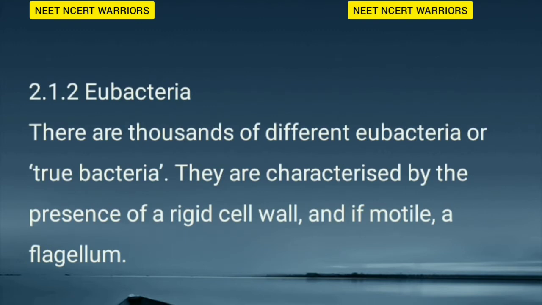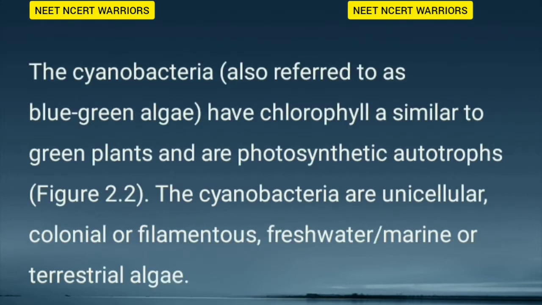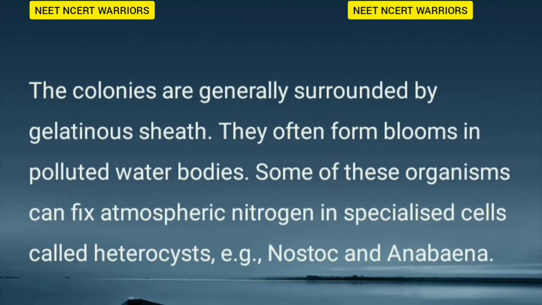Topic: Eubacteria. There are thousands of different eubacteria or true bacteria. They are characterized by the presence of a rigid cell wall and, if motile, a flagellum. The cyanobacteria, also referred to as blue-green algae, have chlorophyll a similar to green plants and are photosynthetic autotrophs. The cyanobacteria are unicellular, colonial or filamentous, freshwater, marine, or terrestrial algae. The colonies are generally surrounded by gelatinous sheaths. They often form blooms in polluted water bodies. Some of these organisms can fix atmospheric nitrogen in specialized cells called heterocysts.